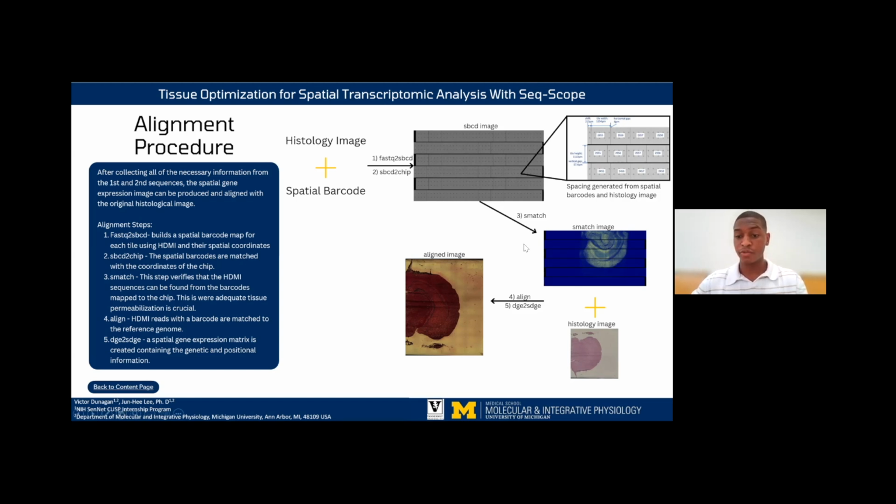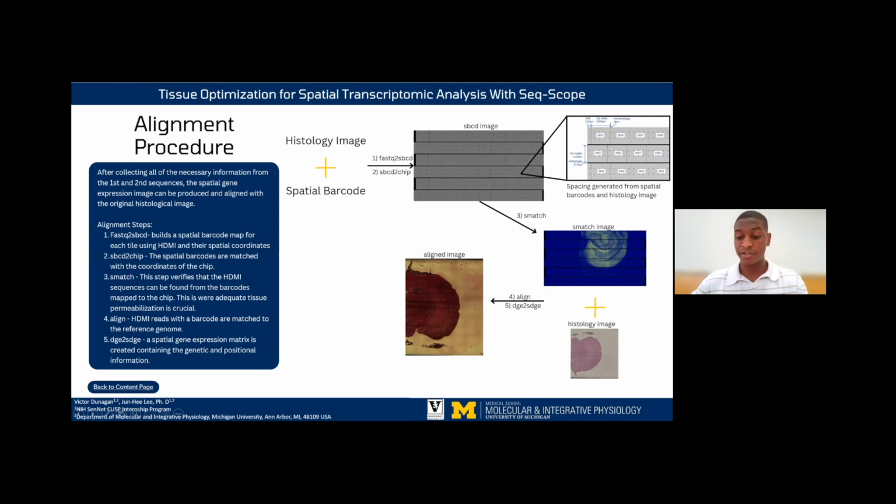And then we move on with a SMATCH method, and the SMATCH method is an algorithm that goes back and checks the first sequencing products to be able to make sure that the HDMIs or the barcodes can be found among the barcodes within the spatial barcode image. And then this is printed and makes the SMATCH image.